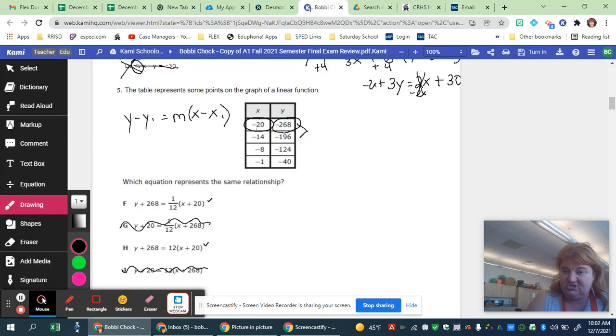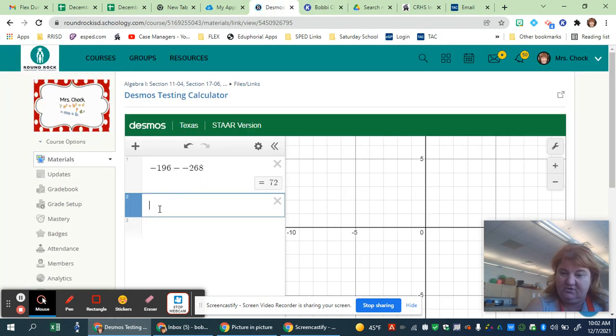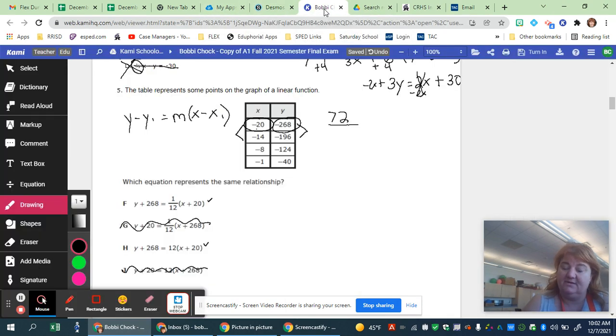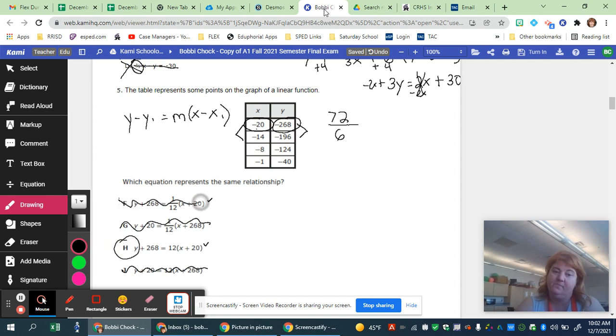So I have 72 on the top, negative 14 minus a negative 20, and that gives me 6. So I have 6. 72 divided by 6, I believe, is 12. So this is my answer. Okay, there we go.